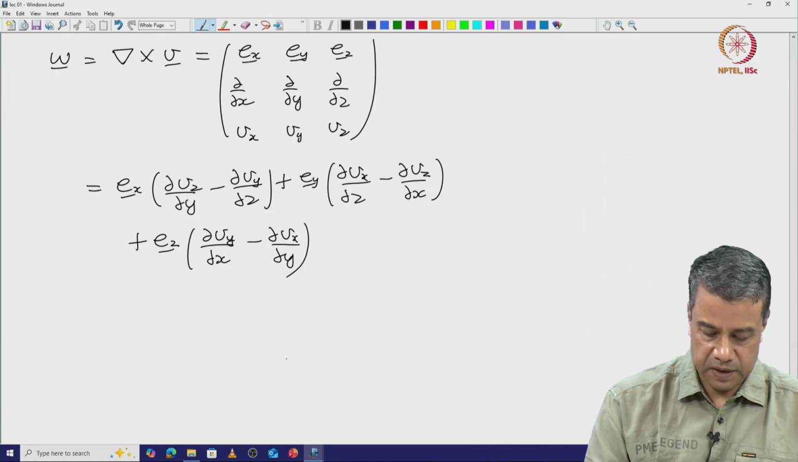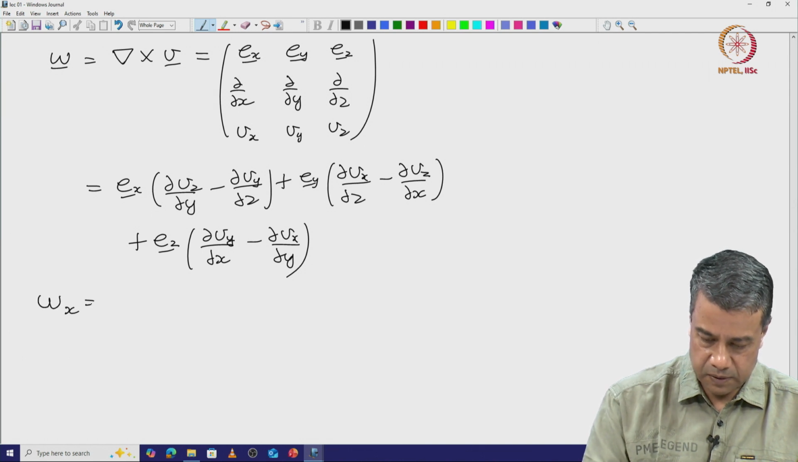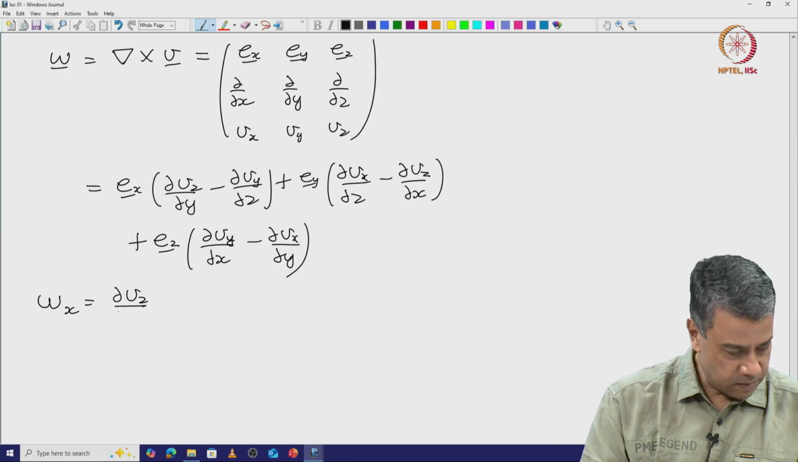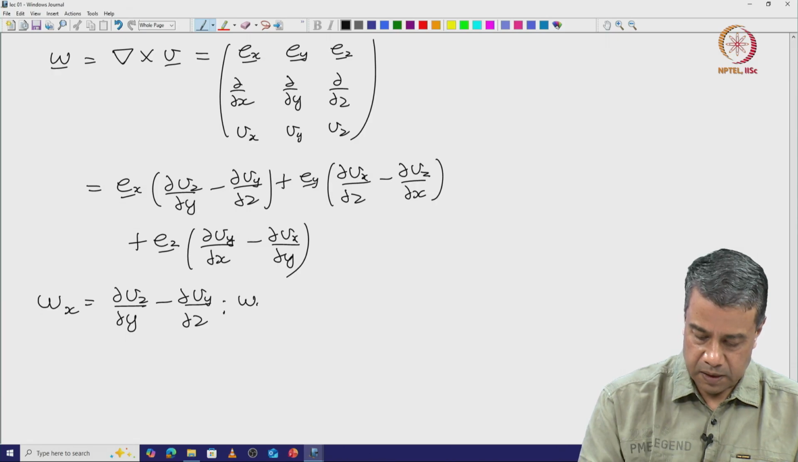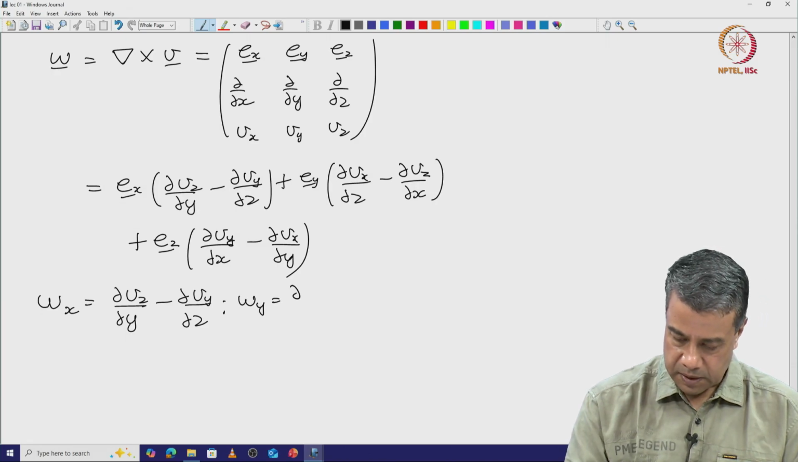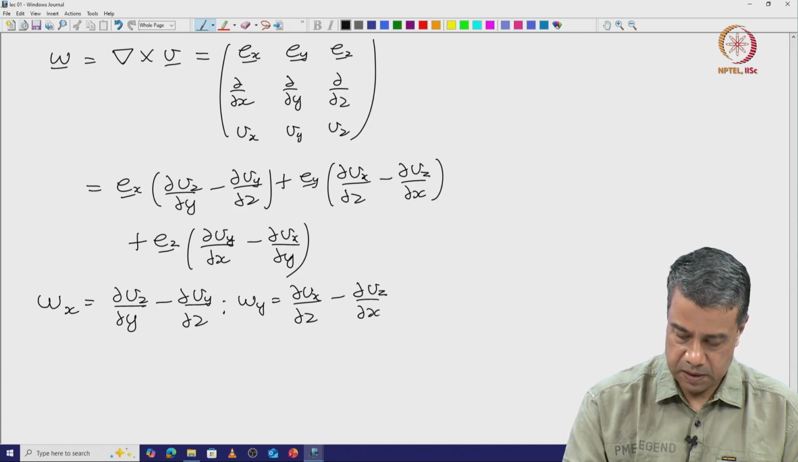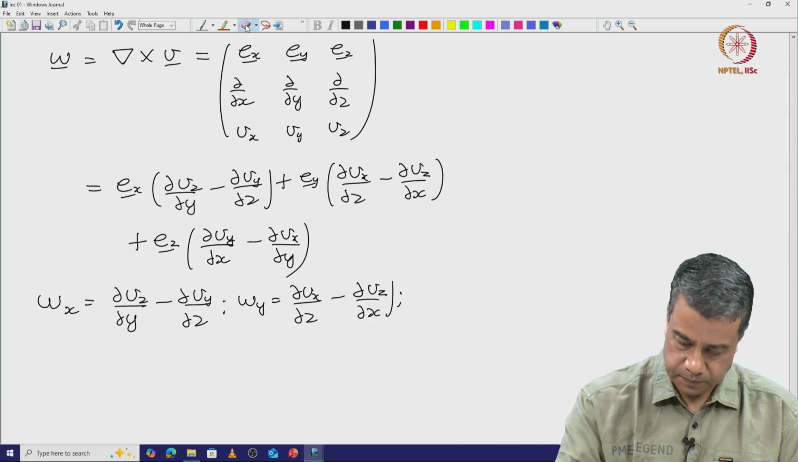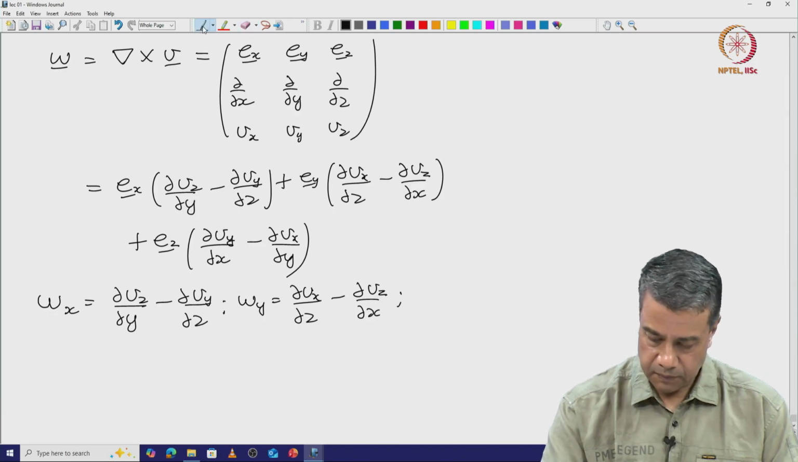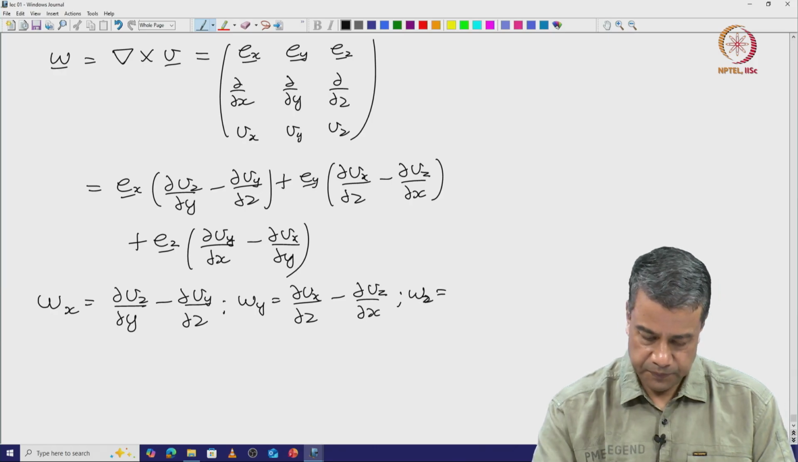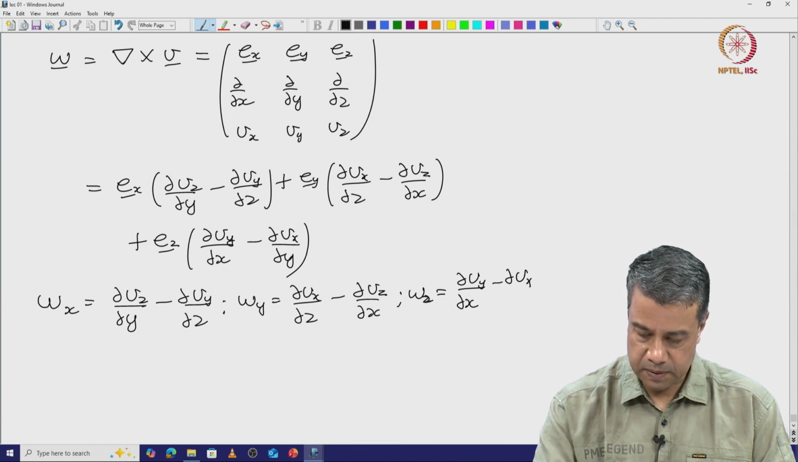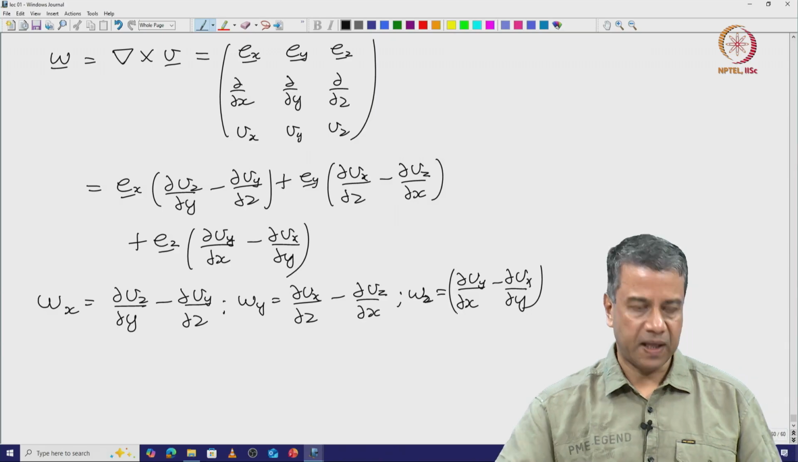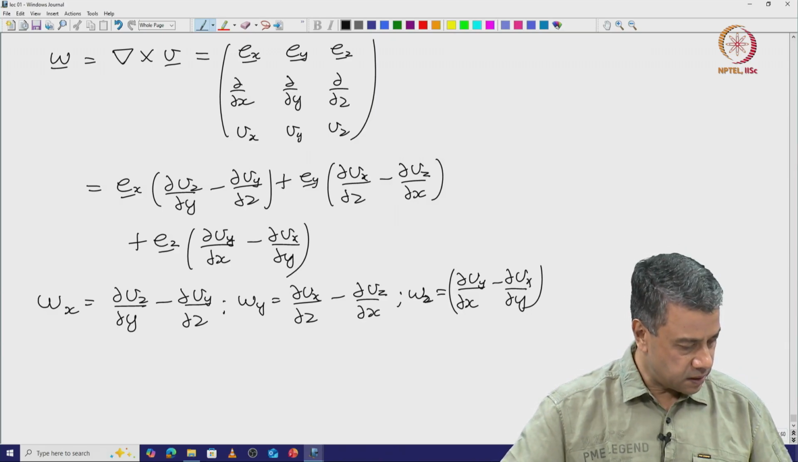And therefore, this vorticity has components: omega x is equal to partial V z by partial y minus partial V y by partial z. Omega y is equal to partial V x by partial z minus partial V z by partial x. Omega z is equal to partial V y by partial x minus partial V x by partial y. That is the curl of the velocity.